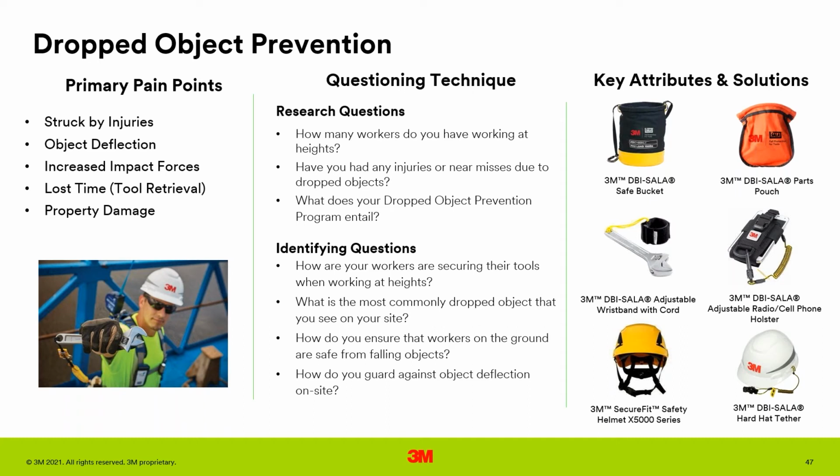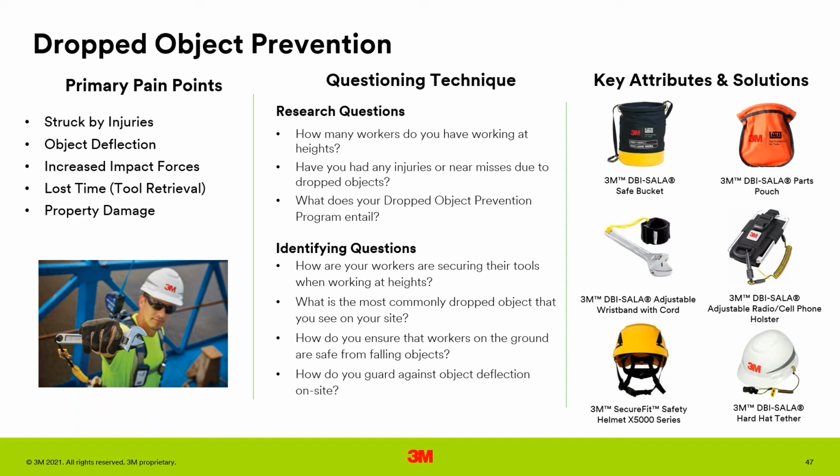Identifying questions. How are your workers securing their tools when working at heights? What's the most commonly dropped object that you can see on your site? I think Sherry already alluded to one of them, tape measure. How do you ensure that workers on the ground are safe from falling objects? So again, is there netting, so on, but some things fall through that netting, right? Or that deflection that goes on. So how do we keep people safer? And how do you guard against that object deflection on site?